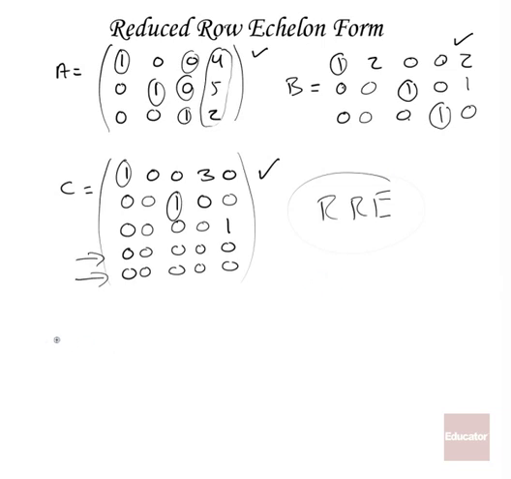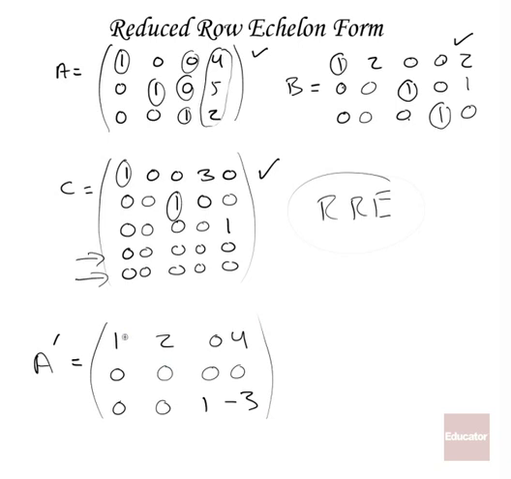Now let's take a look at A prime. 1, 2, 0, 4, 0, 0, 0, 0, 0, 0, 1, negative 3. This matrix has a leading entry, and the other two entries are 0. But notice here, this row is the second row, and yet it's on top of a row that's not all zeros. So this one is not in reduced row echelon form because this 0 row needs to be at the bottom.